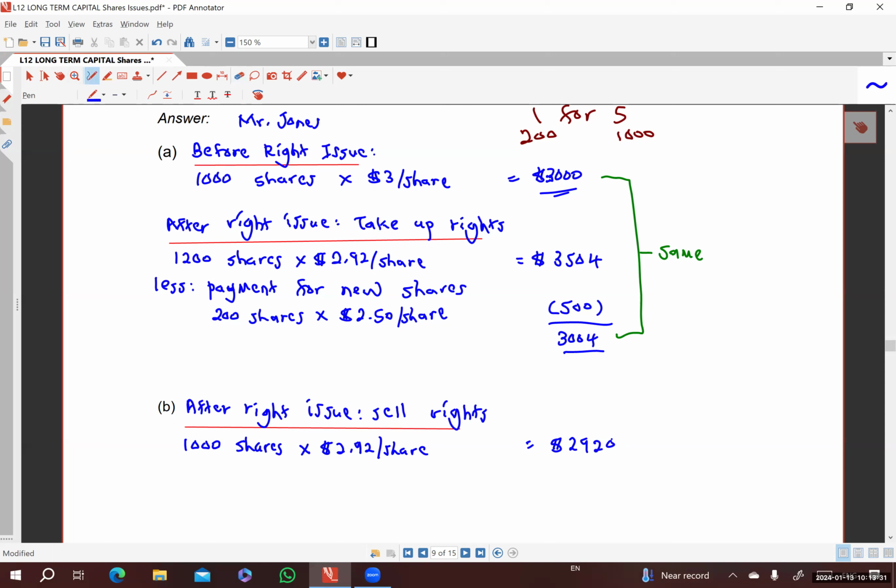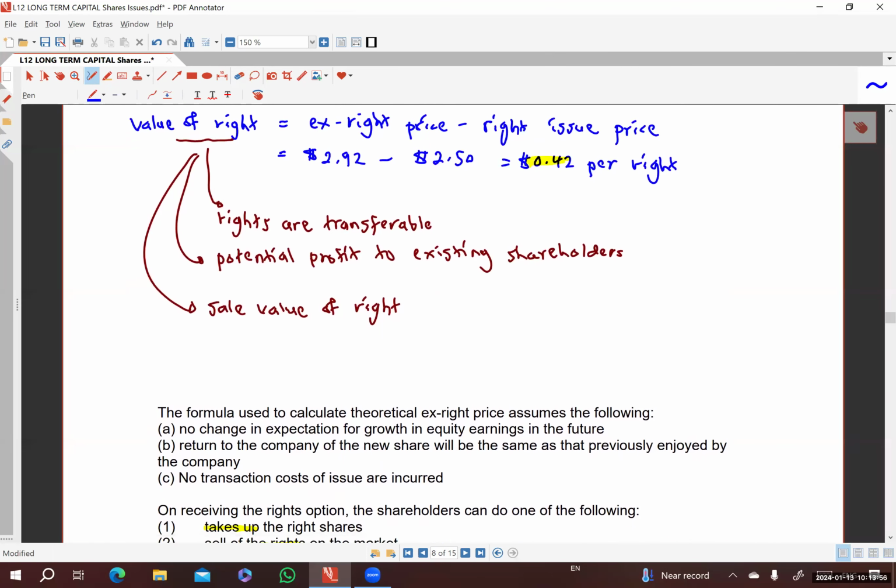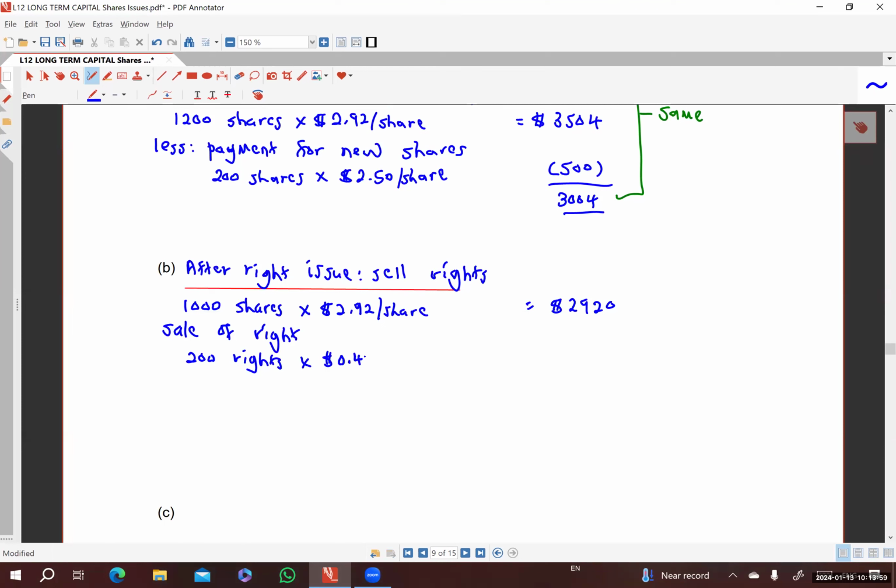But he sells the rights. He has 200 rights, so he's entitled to 200 new shares. One share is one right. So it's 200 rights. Every right he can sell for, in theory, 42 cents. So he can sell for 42 cents. That's 84 with a bit of rounding. So you add up this, it is 3,004. You find that they are still the same.